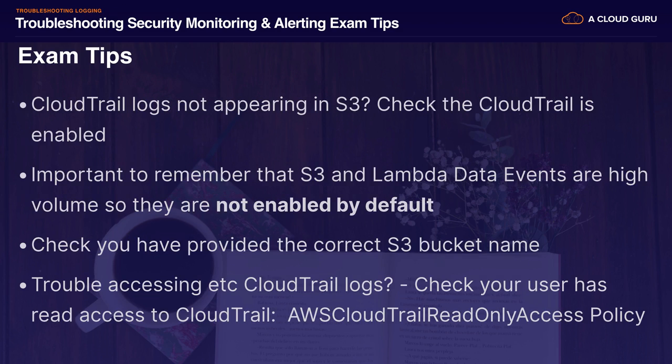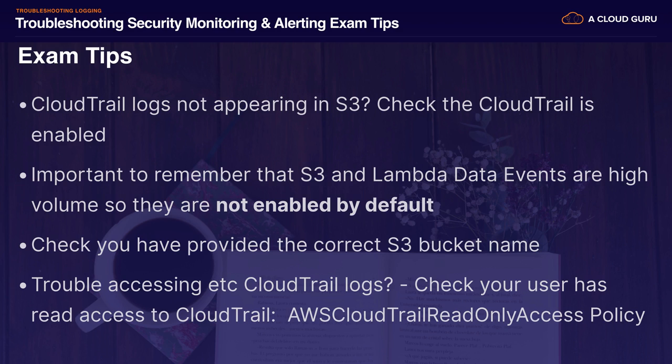If you are expecting to see CloudTrail logs in your S3 bucket, but they are not appearing, then do make sure the CloudTrail is enabled. And it's important to remember that the S3 and Lambda data events are extremely high volume, and so they are not enabled by default. So if you are expecting to see S3 and Lambda data events, then you're going to need to go in and enable them explicitly. So that could be another reason why they are not appearing in your S3 bucket. Do also check that you have provided the correct S3 bucket name and that you're looking for the correct bucket.